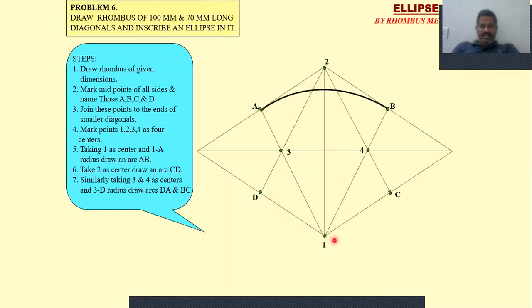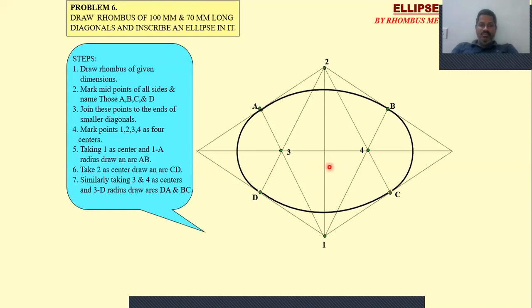Take 1 as center, A1 as radius, and draw arc AB like this. Then take 2 as center, 2C as radius, and draw arc CD. Then with 3 as center, A3 as radius, draw arc AD. Then 4 as center, 4B as radius, draw this arc.